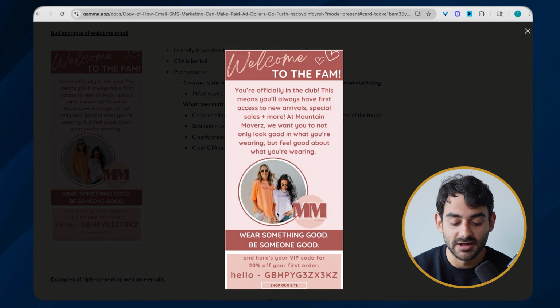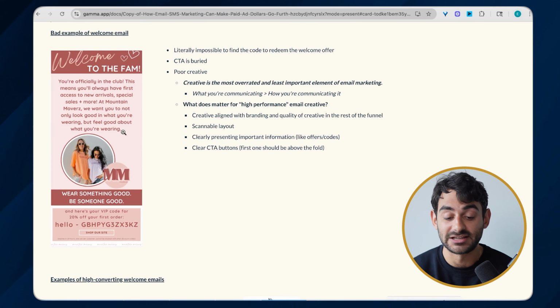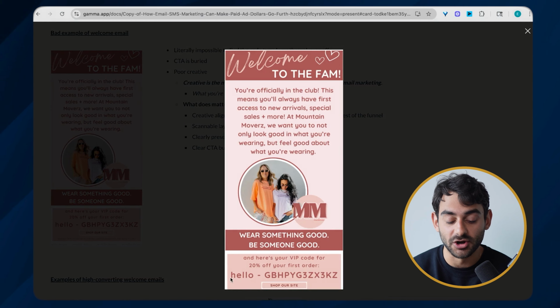So in your first welcome email, to drive higher ROAS on your ad spend, you need to have your welcome offer super easy to find and super easy to use. Ultimately, that's what most people are going to care about. That's why we want our offer in the header and in our pop-up form. So right here, you can see it's buried all the way at the bottom. I don't even know if it's "hello" or "hello" dash all of these numbers and letters. So you need to make your code super simple, clean, and easy to find.